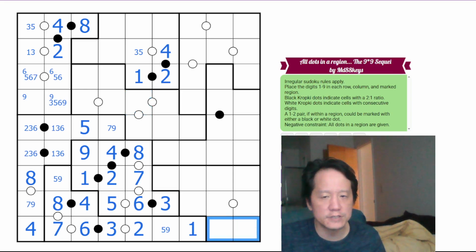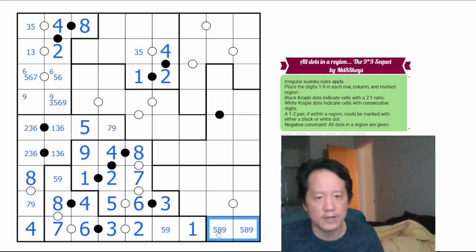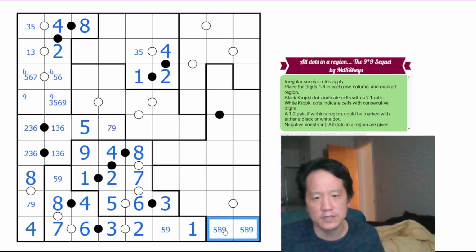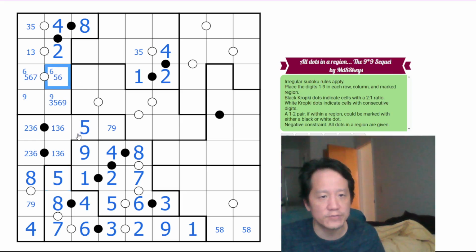The remaining digits in row 9 have to be 5, 8, and 9. If this is 8 and 9, that would mean these are consecutive. So this cannot be 9, because we know the 8's here. This can't be 5 then, so this must be 9, which makes this 5. This 5 means this can't be 5, so this is 6. 6 can only be consecutive with 5 or 7. This can't be 6 here.